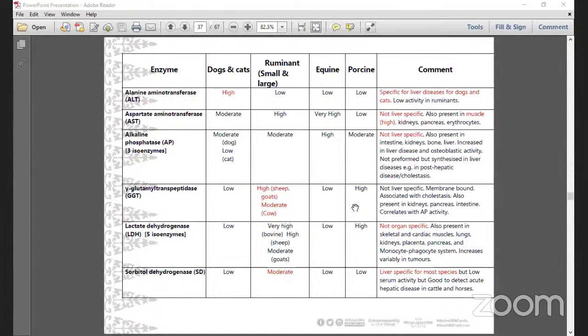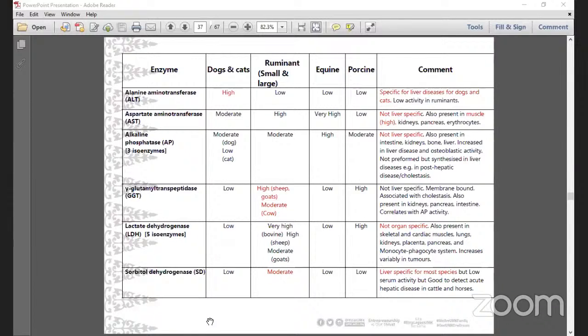Okay, these are the list of the liver enzymes. I believe that you are familiar, having been taught in your class by your respected lecturer and docent. In case of the alanine aminotransferase, also known as ALT, it is very high, especially in dogs and cats, and this is liver specific. So every time we want to check for the true liver disease, we have to look at the alanine aminotransferase, ALT, in case of dog and cat.